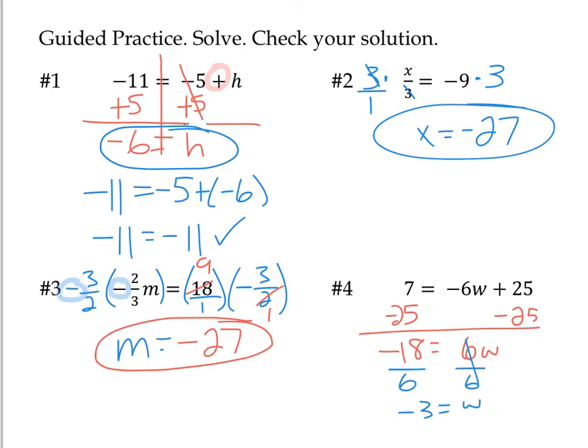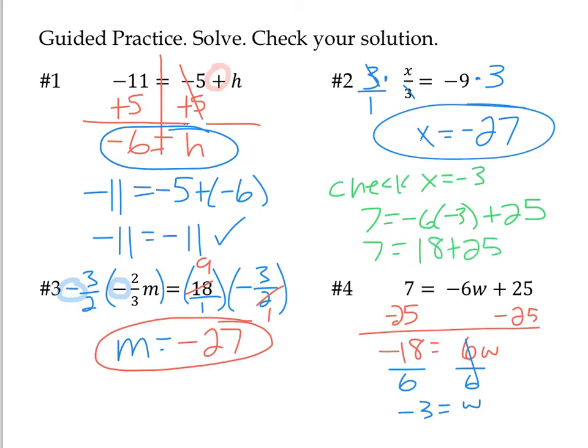Well, let's check it. Okay, I'm going to write it up above. So we're going to check w equals negative 3. So I'm going to have 7 equals negative 6 times negative 3 plus 25. So now, in this problem, I'm going to have 7 equals 18 plus 25. Negative 6 times negative 3 would be a positive 18. That'd be 7 equals 43. That's not true. 7 does not equal 43.